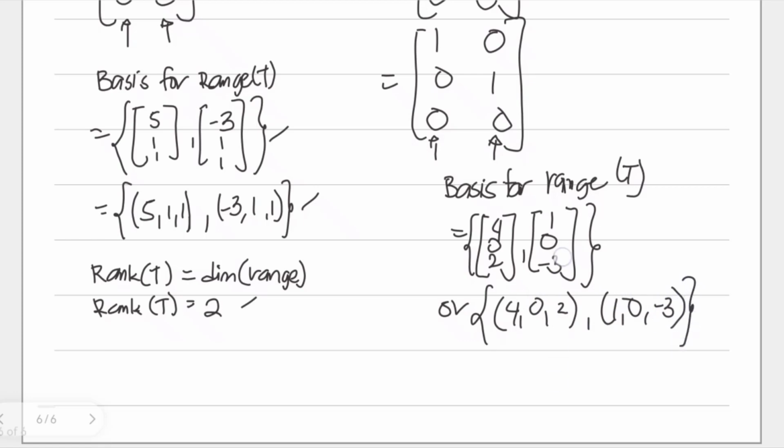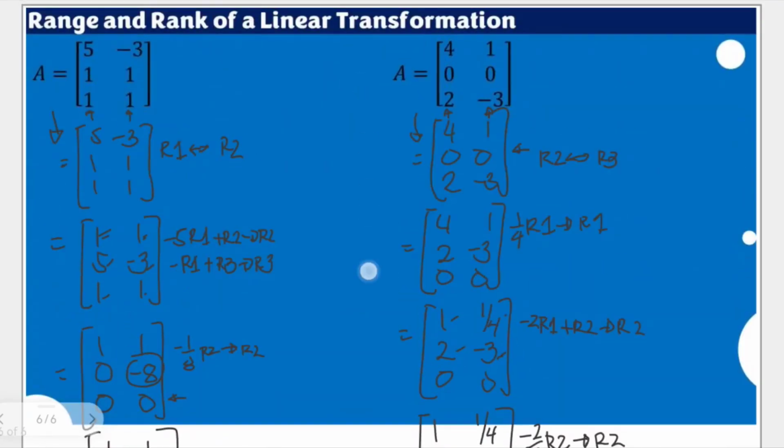Now, the rank of T is equal to the dimension of the range. We have 2 elements here, so the rank of T for the second matrix is also 2. So this is how we show the range, or the basis of the range, and the rank of the linear transformation defined by these matrices, specifically 3 by 2 matrices.